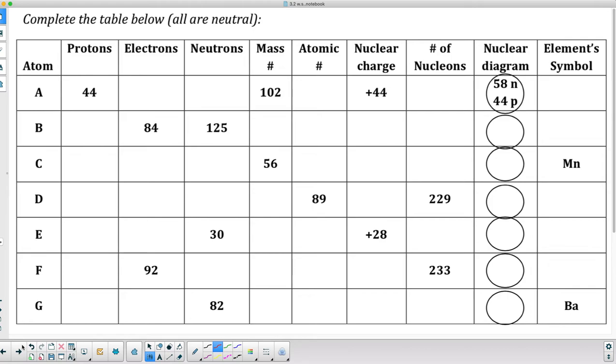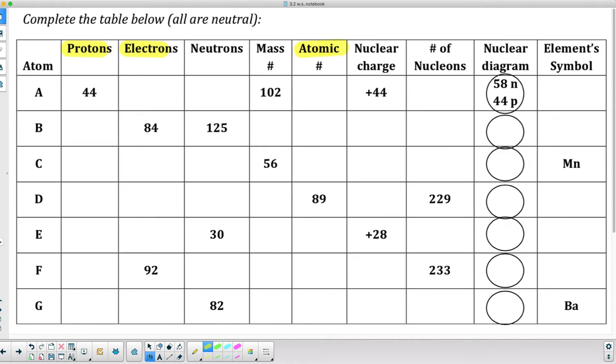This one looks different but has very similar information. So let me go through and show you which parts are the same and which parts are different. Just as we had before, protons are the same. Electrons are the same for now because there are no ions for this. And then atomic number is the same.